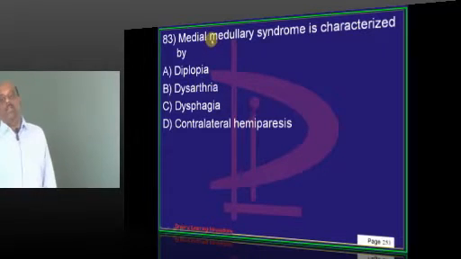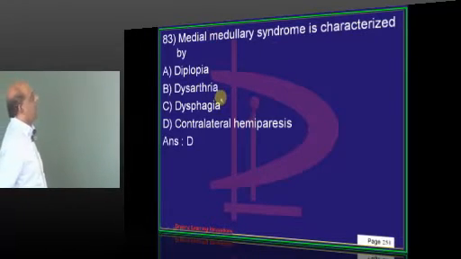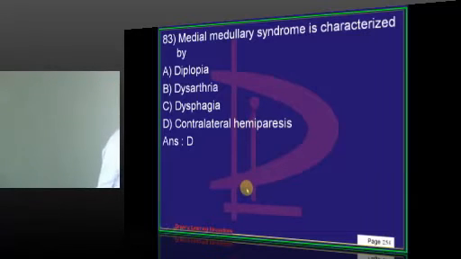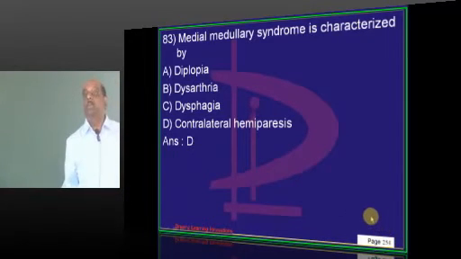So what is your answer, doctor? Medial medullary? Contralateral hemiparesis, because one of the four M's is the motor pathway, the corticospinal tract. So that's the reason for contralateral hemiparesis.